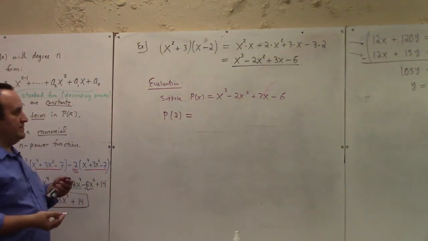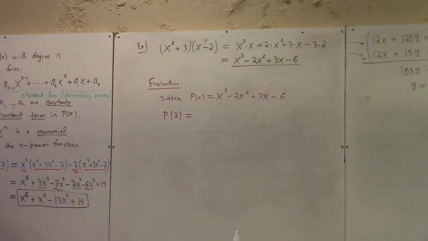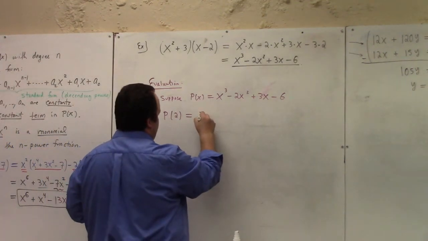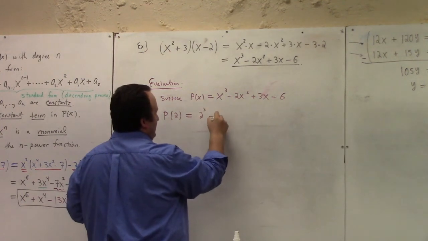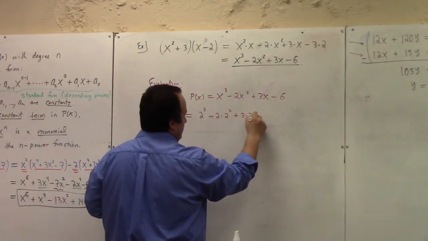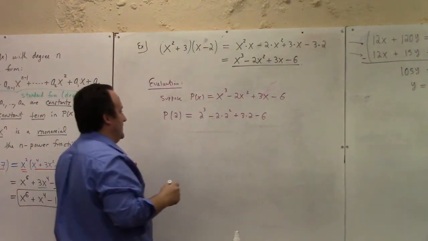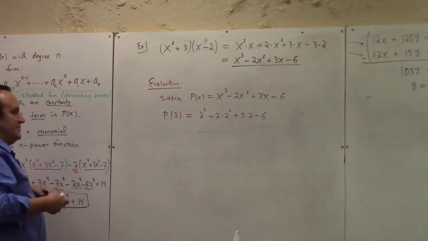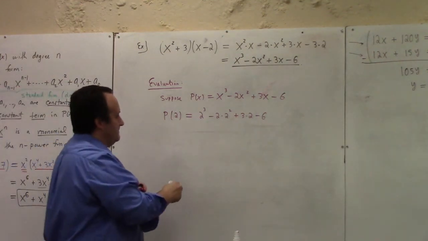What would that mean? Yeah, replace the x with 2. That's what it means. You guys already knew. 2 cubed minus 2 times 2 squared plus 3 times 2 minus 6 will get you partial credit. If I ask this kind of question, I do want you to simplify it, right? So I say evaluate and simplify the answer. What does this work out to?